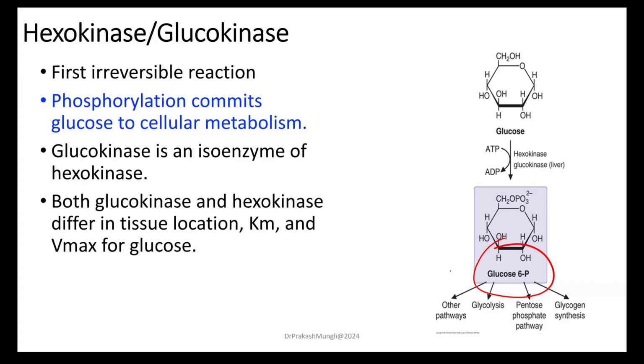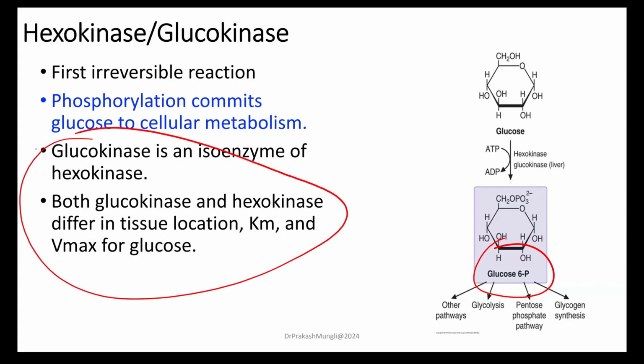So the first reaction is not a rate limiting step. It's not going to determine the rate of glycolysis. It is simply committing glucose for the metabolism. That's it. And that is the very purpose of the very first reaction in glycolysis that you should know. That is why there is phosphorylation. You got this? Okay. So now let's look at glucokinase and hexokinase.